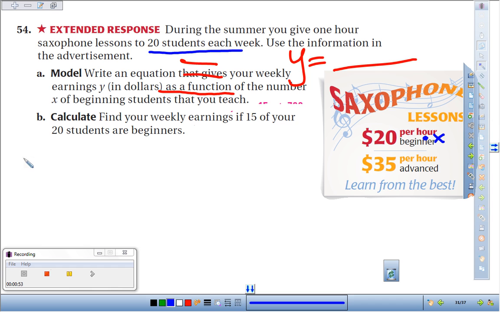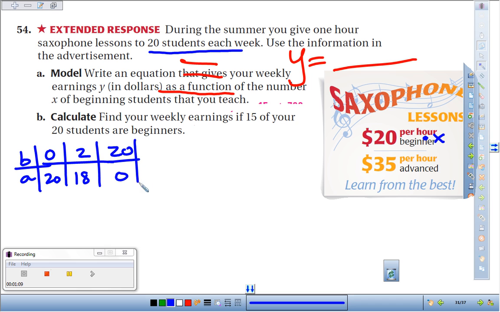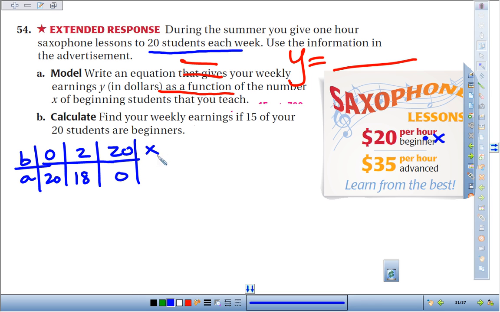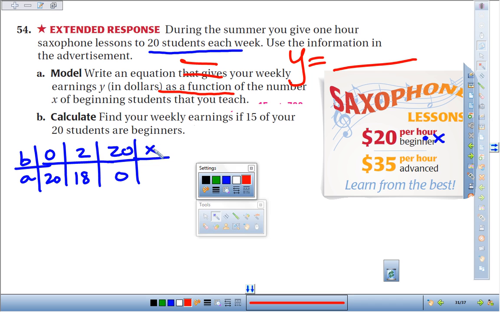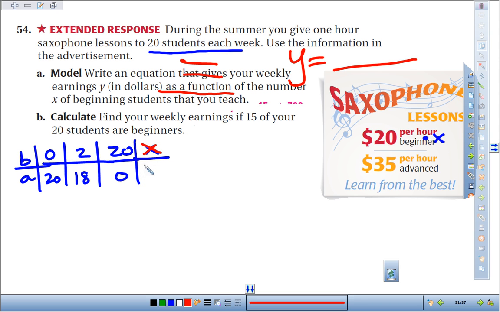If you don't teach any beginners, you teach 20 advanced. If you teach 2 beginners, you teach 18 advanced, because the sum is always 20 students. If you teach 20 beginners, then you don't have any advanced. So what if you have X beginners? How do you figure out how many advanced students you have? Remember, you always have to add up to 20. So the number of advanced students left after X beginners would be 20 total students minus however many beginners. That'll leave me with how many students are going to be advanced.